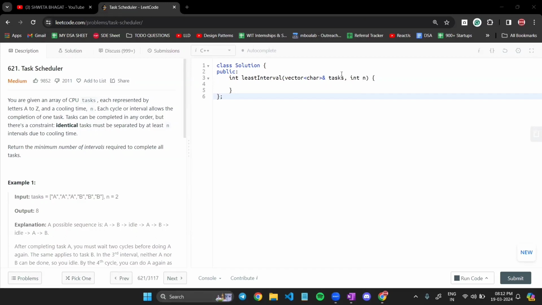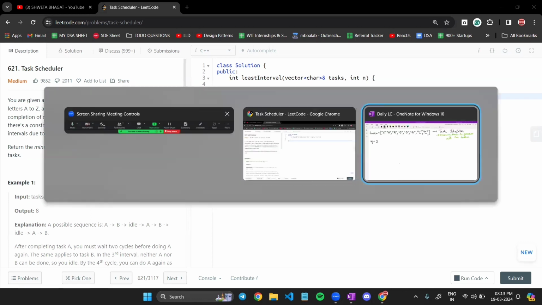Hey everyone, today we are going to solve the Daily LeetCode challenge of 19th March 2024, and the problem statement is Task Scheduler. So let us first understand the problem statement.